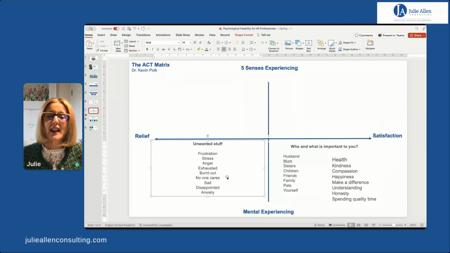So just think about, a lot of these are feelings. I suppose the one that is the thought maybe is no one cares. To develop psychological flexibility, we need to be aware of what is showing up that is unwanted. What do we prefer not to experience?